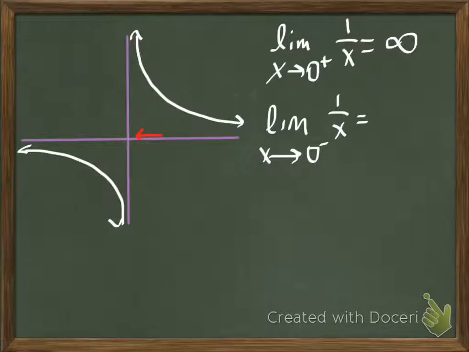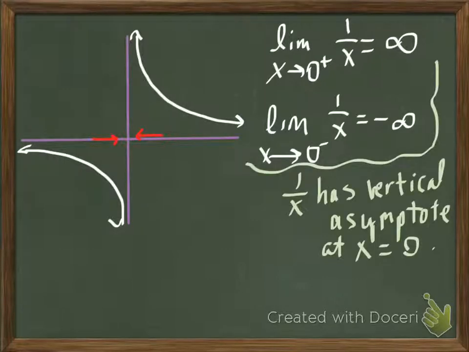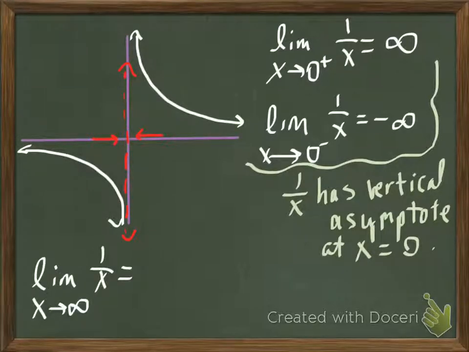Similarly, if we look at the limit as x goes to 0 from the left, what's happening to the y values? Well, they're going down to minus infinity. So they're blowing up, but in the negative direction. This is what we mean when we say y equals 1 over x has a vertical asymptote at x equals 0. You might draw that in with a dotted vertical line. By definition, having a vertical asymptote means that the limit on either side is either positive or negative infinity.